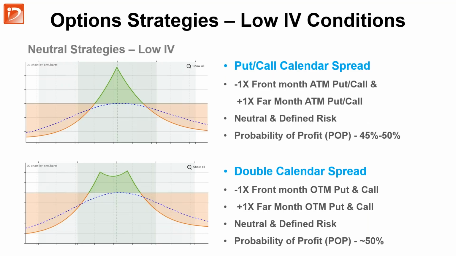Now coming to neutral strategies, you can do either put or call calendar spreads. In this you choose the same strike. So sell the at the money put or call and buy the at the money far month put or call. It's a neutral and defined risk strategy. POP is around 45 to 50%. The double calendar spread strategy is the same as the put or call calendar spread, but instead you do it with out of the money call options and out of the money put options. This is a neutral and defined risk strategy, and the probability of profit is around 50%.